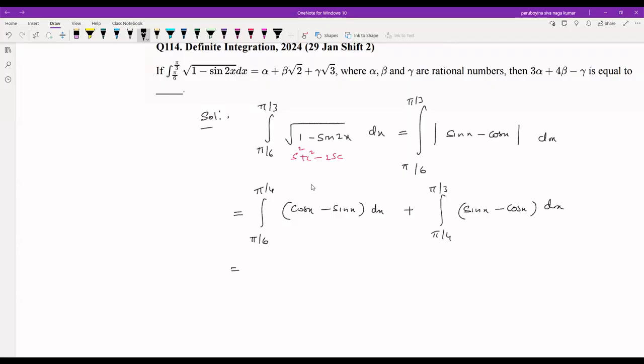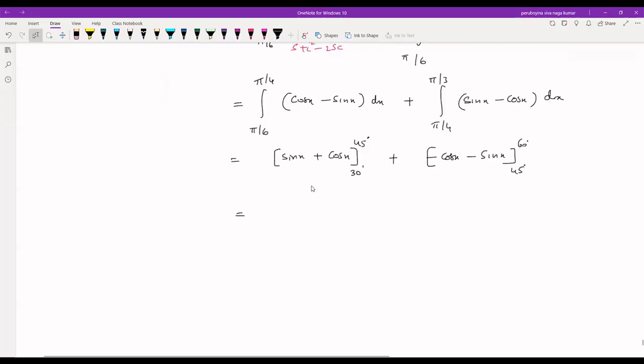Cos x integral is sin x, and the integral of sin x is minus cos x, so minus plus cos x, and this is from pi by 6, which means 30 degrees, to 45 degrees, plus minus cos x minus sin x under limits 45 degrees to 60 degrees. And we will write the upper limit first.